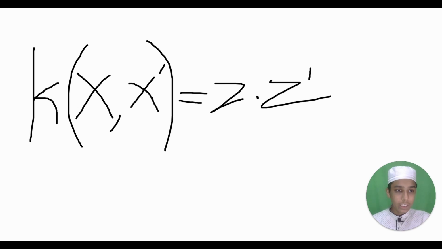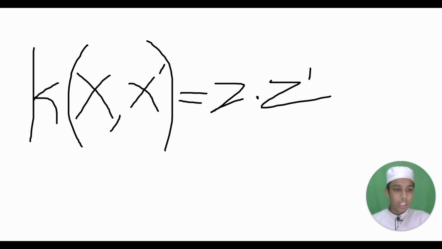Now we have the kernel k, with x comma x prime, equal to z times z prime. The z values are the result of some function of x, and these z values are dotted together to give us the kernel function result.